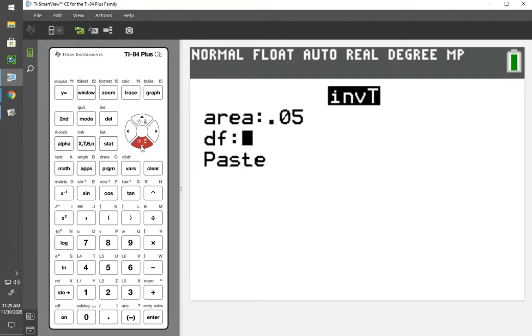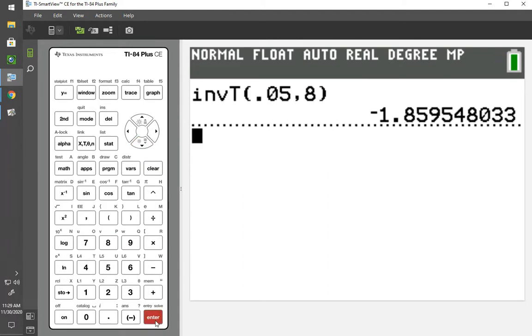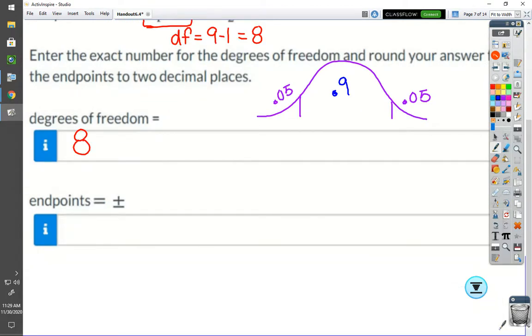Here's where it's important that we use the proper degrees of freedom, 8. We go down to paste, we hit the button, and we get a negative 1.86. We now know that our degrees of freedom gave us endpoints of plus and minus 1.86, as is already in the question for us. So these points would be negative 1.86, positive 1.86, which would create 5% left, 5% right, or 90% middle.